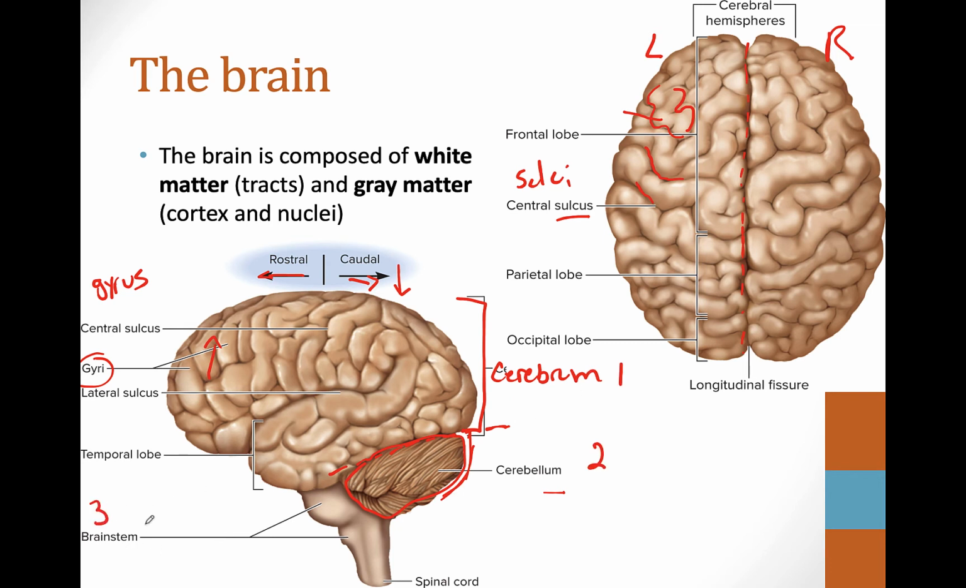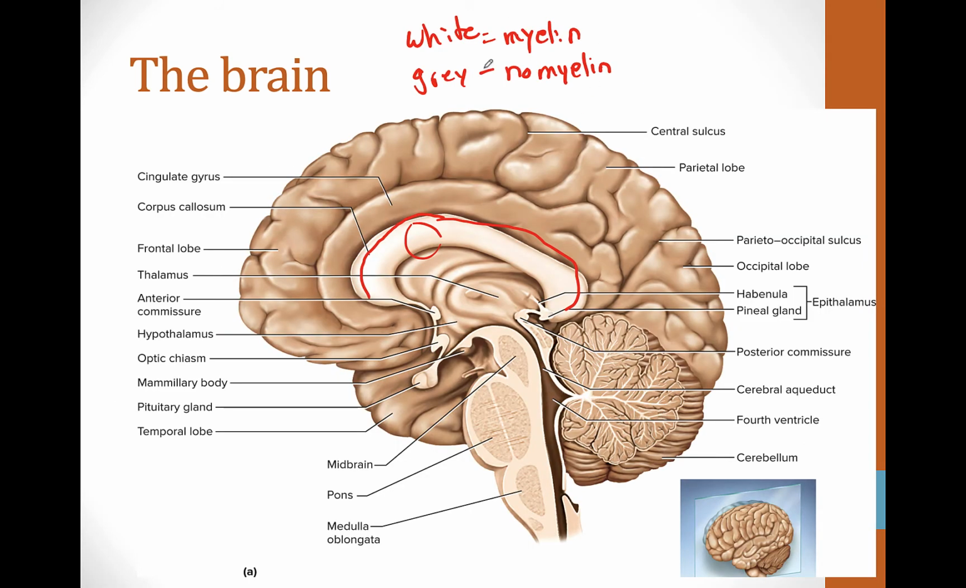Then the third region of the brain is the brain stem, and the brain stem is made up of basically everything else besides the cerebrum and the cerebellum. We can see it a little better on this cross section. The brain stem is like a vertical stalk here, and it contains the midbrain, the pons, and the medulla oblongata. Those three sections make up the brain stem.